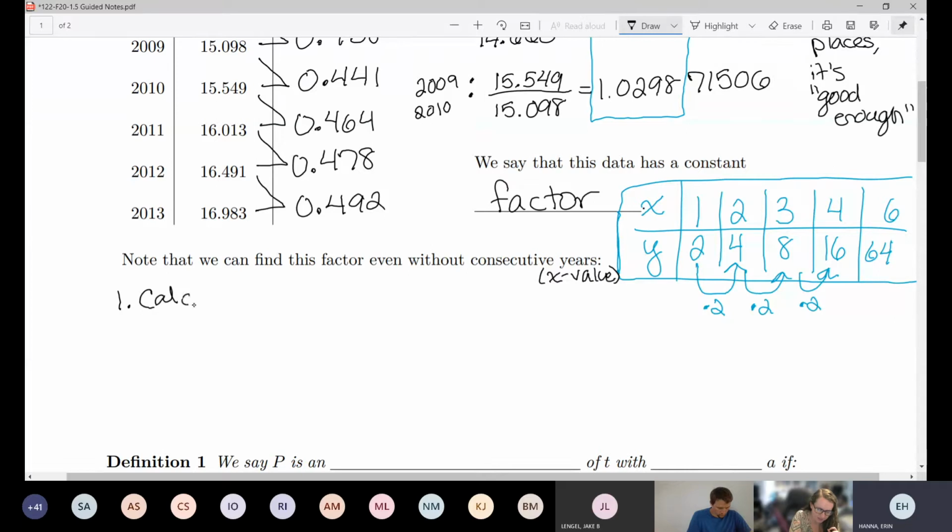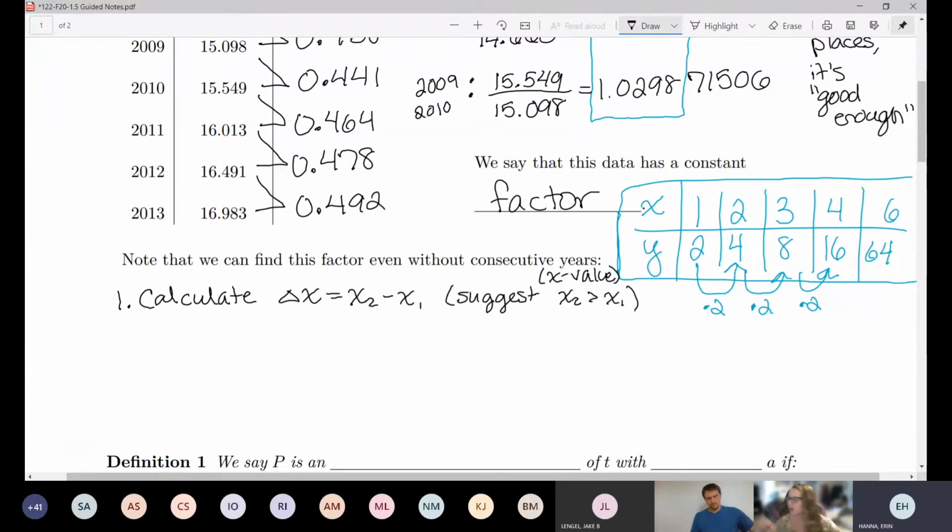You'll calculate the change in the x value. So you'll take x sub 2 minus x sub 1. I suggest x sub 2 be greater than x sub 1. It just makes the algebra nicer. It still will work the other way, but the algebra is going to be a lot grosser, if you were to do it by hand. In fact, I'm not entirely sure.